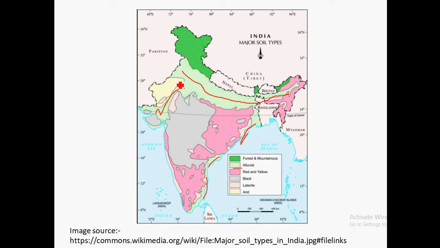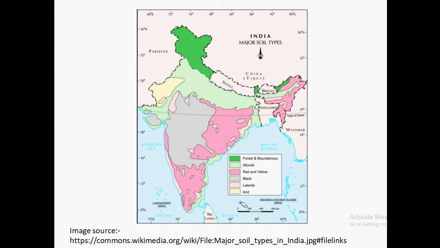alluvial soils are formed. So Punjab, Haryana, Delhi, UP, Bihar, and Assam, Gujarat and MP, Odisha, Tamil Nadu and Andhra Pradesh. So these are the states where we can find alluvial soils.